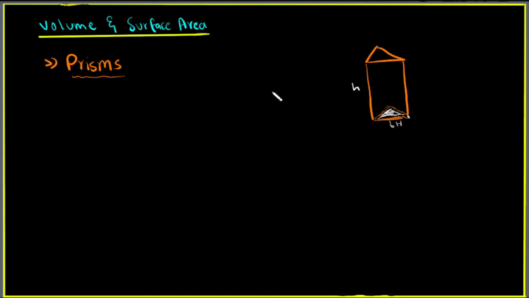So let's talk about the volume and surface area of prisms. In the previous video, we talked about the volume and surface area of cylinders, and this time we're going to talk about prisms, right? So prisms are figures like these, similar to cylinders, with one small difference: the base is not a circle but a triangle, and you need to make sure that the dimension of the triangle stays constant.